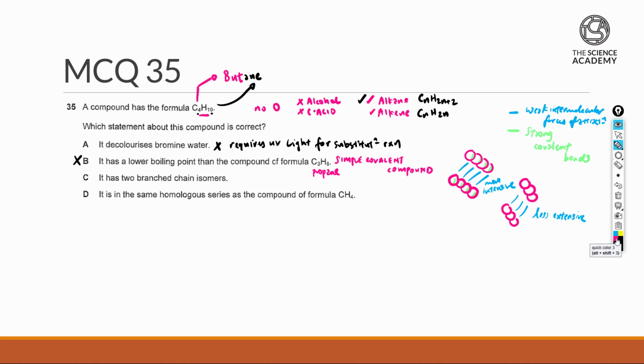So for part C, it has 2 branch chain isomers. We can do a little bit of drawing. So butane itself. We're going for the isomer, which means it should have the same molecular formula. So this is C4H10, but it must have a different structural formula. This one is CH3, CH2, CH2, CH3. So the only viable isomer of butane is going to be methylpropane.